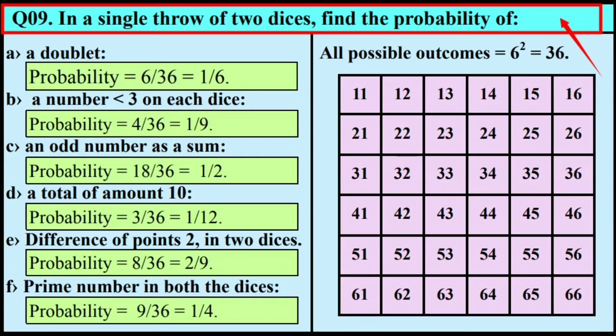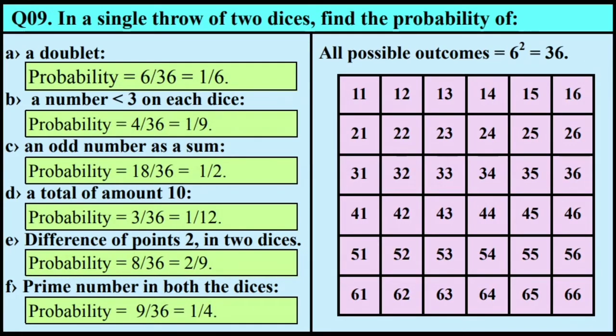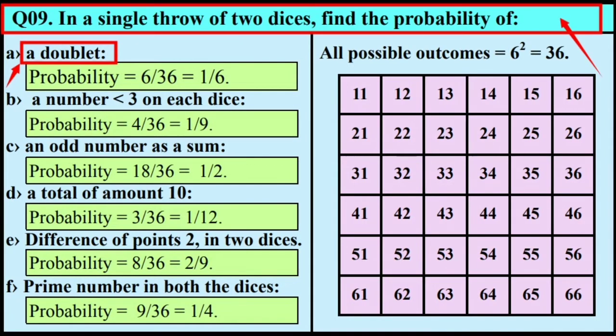Question number 9. In a single throw of two dice, find the probability of the following. Number A. Find the probability of getting a doublet. It means the points obtained in the two dice are the same. In other words, the difference of points obtained in two dice is 0. Since the difference is fixed, we can look for a line left diagonal or a line parallel to left diagonal.